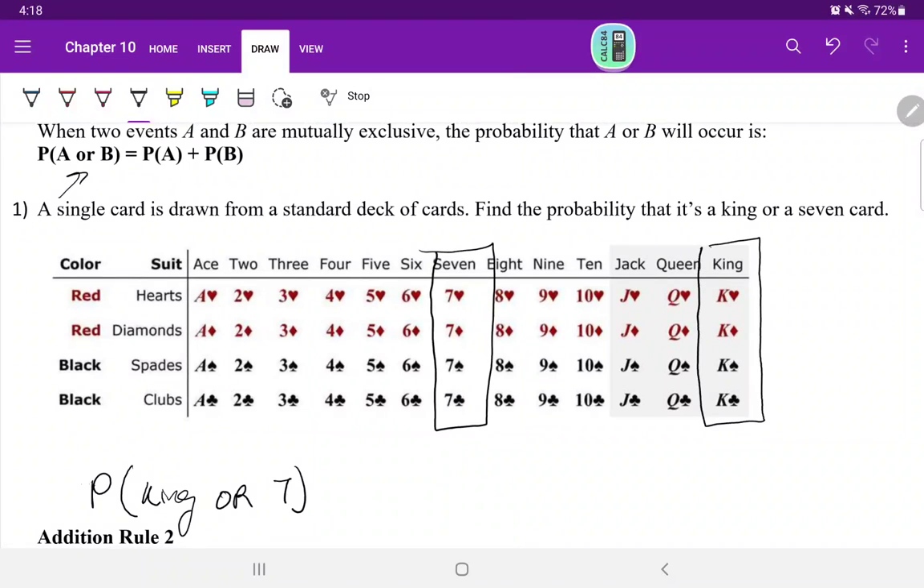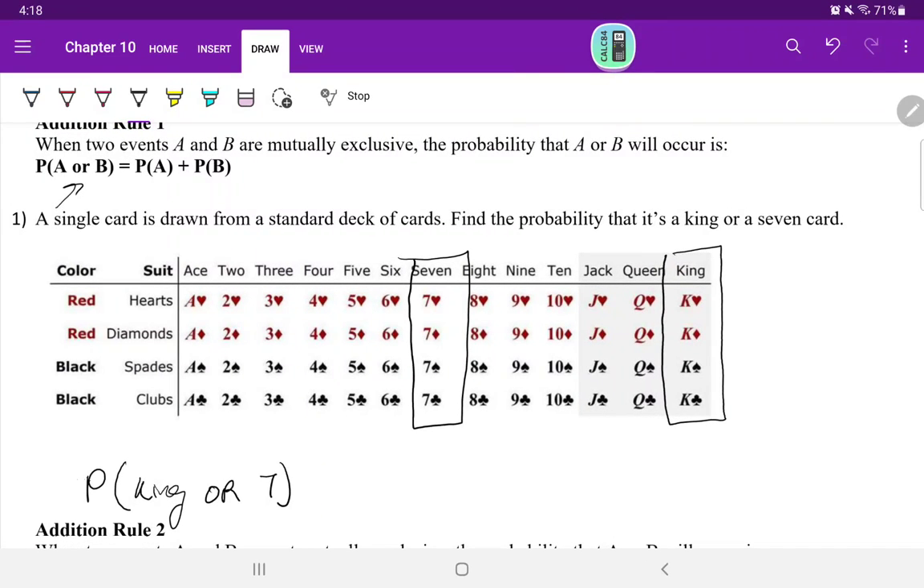Looking at king and looking at 7, those are values. These two cards have nothing in common with each other in terms of their values. There is no 7 that is also a king, and there are no kings that are also 7s. Therefore, these events are mutually exclusive. They have nothing in common with each other. So let's use addition rule number 1 to find the probability of a king or a 7, which equals the probability of a king plus the probability of a 7.